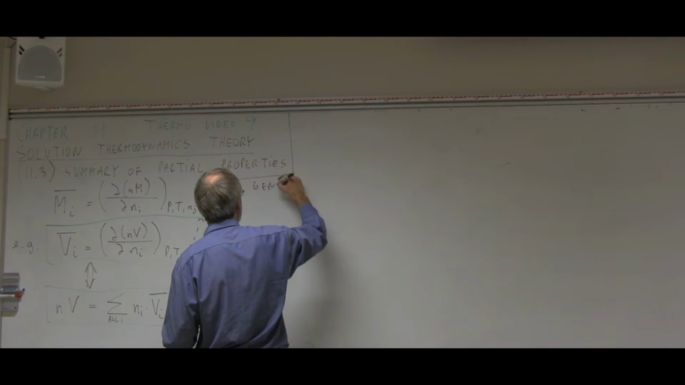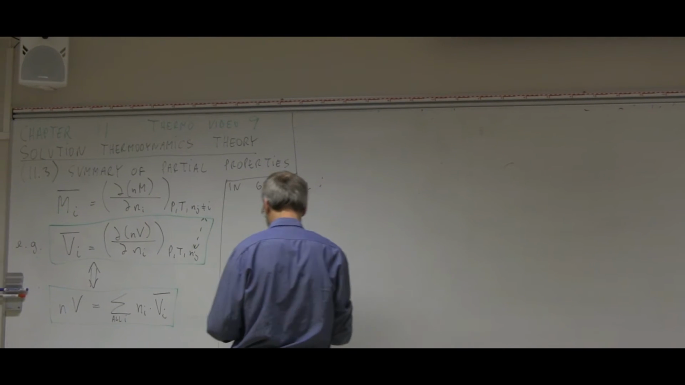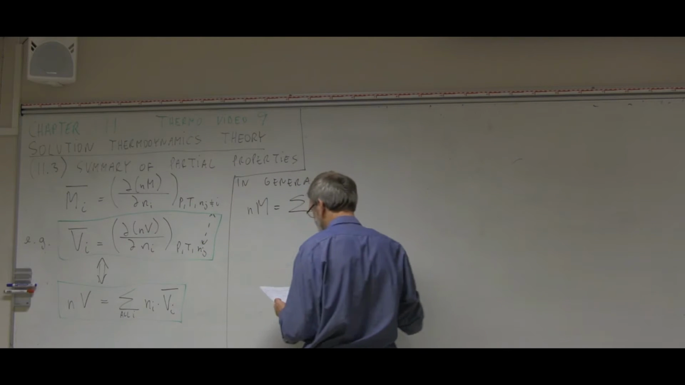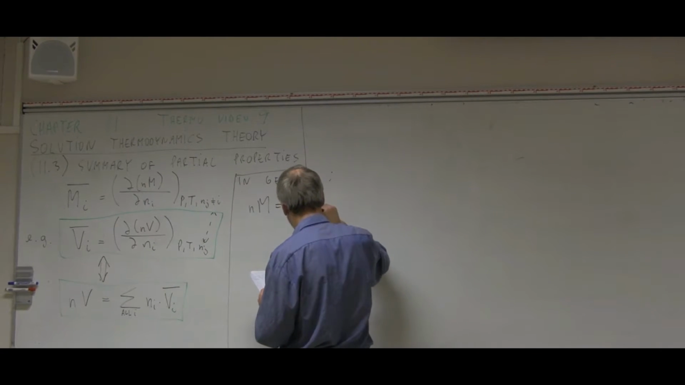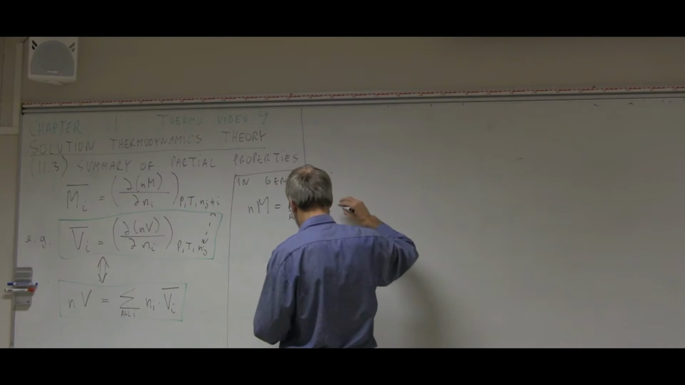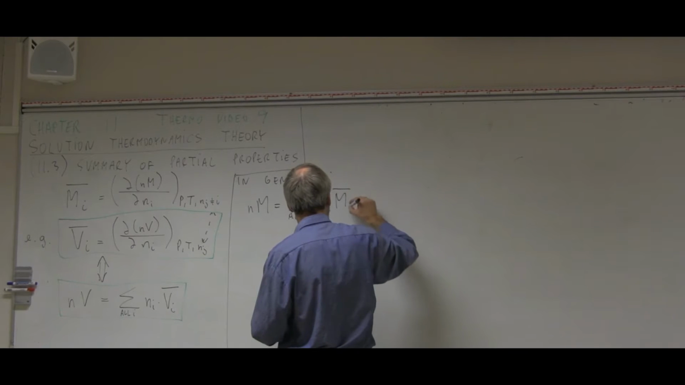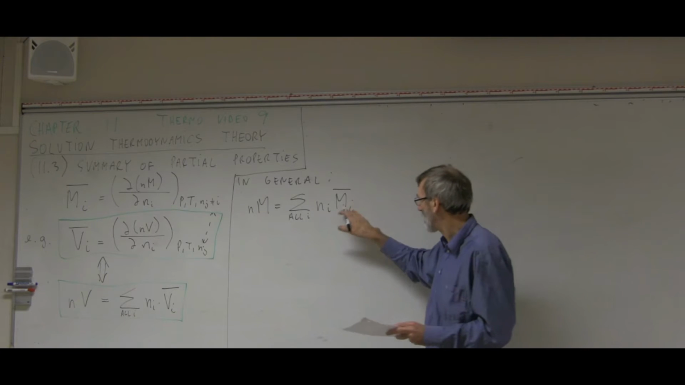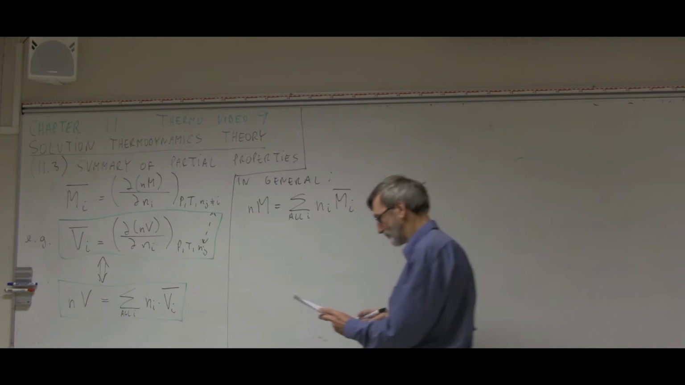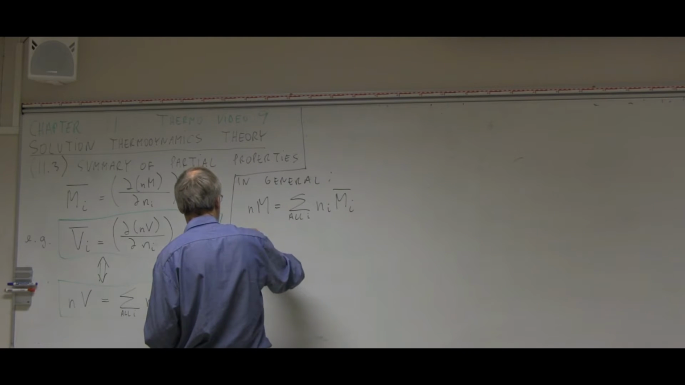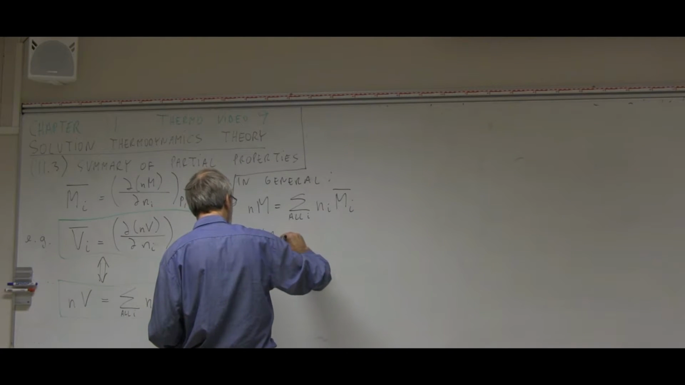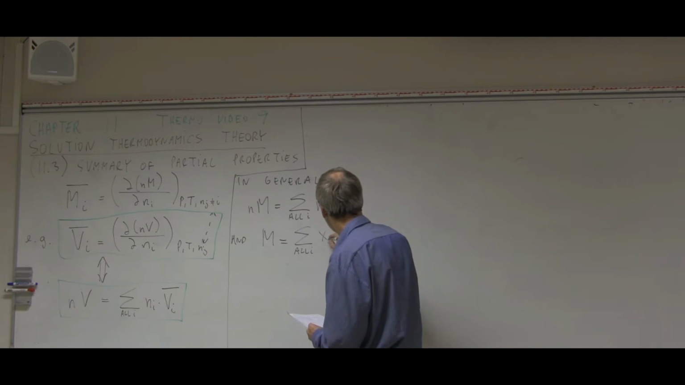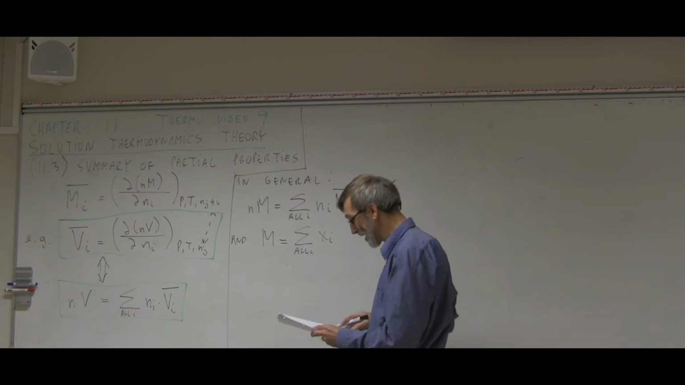In general, N times M is the sum of all amounts times the partial molar property. And for 1 mole, we can replace the amounts with the mole fractions.